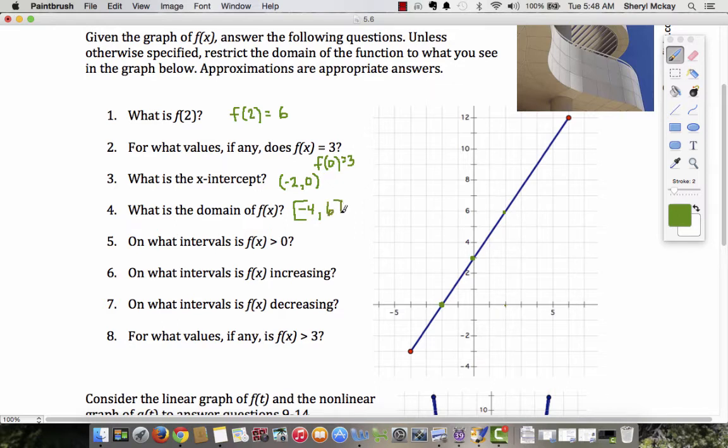And 6 is included as well. All right? So that is in interval notation. But now we're going to write it in set builder notation. Well, first of all, does this line include every single possible number between this one and this one? That means, is it a part of the real numbers, the integers, the naturals, the whole numbers?